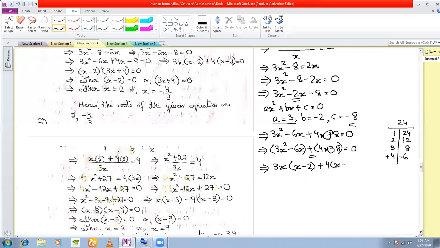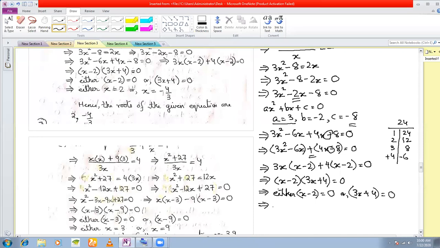Take out 4, you get x minus 2 is equal to 0. That means you have x minus 2 into 3x plus 4 is equal to 0. That means either x minus 2 is equal to 0, first factor, either the first factor is equal to 0 or the second factor is equal to 0. Means either x is equal to 2 or x is equal to minus 4 by 3. So the roots of the equation are x is equal to 2 and minus 4 by 3.